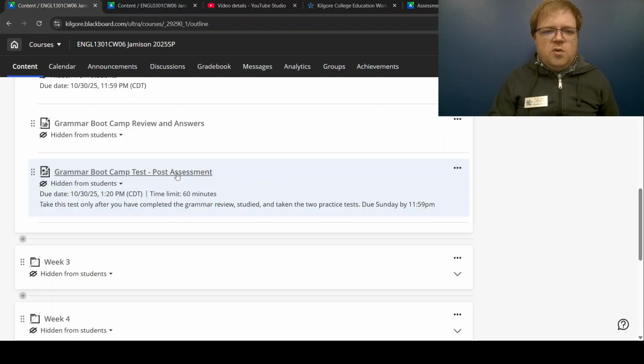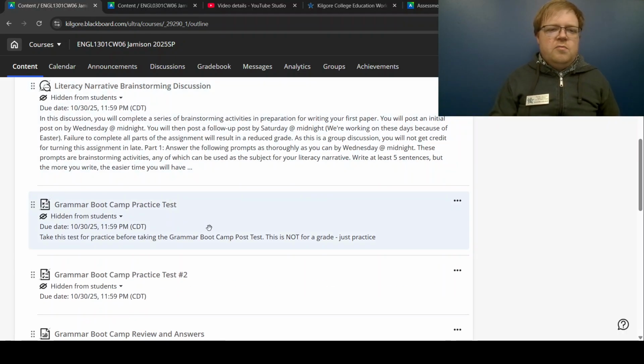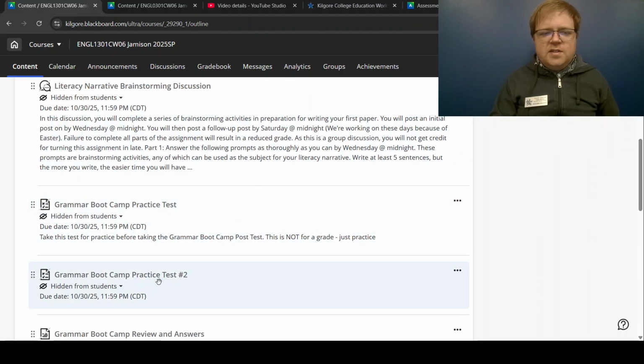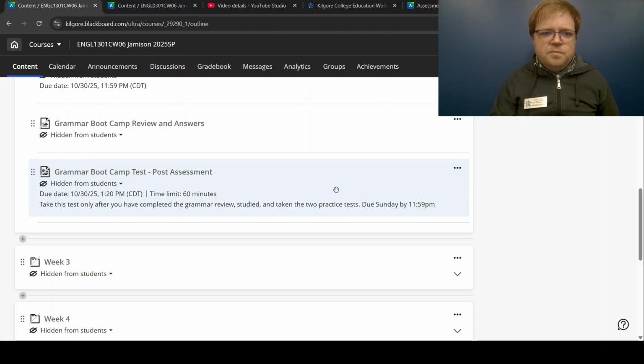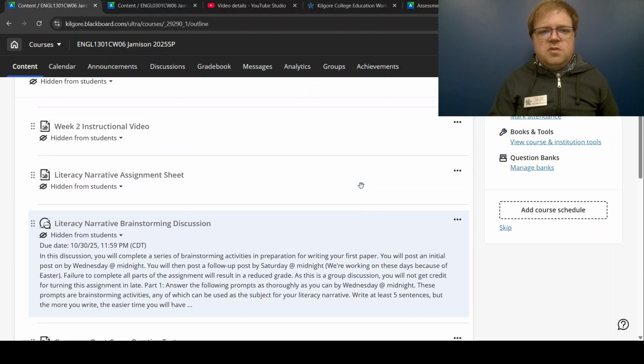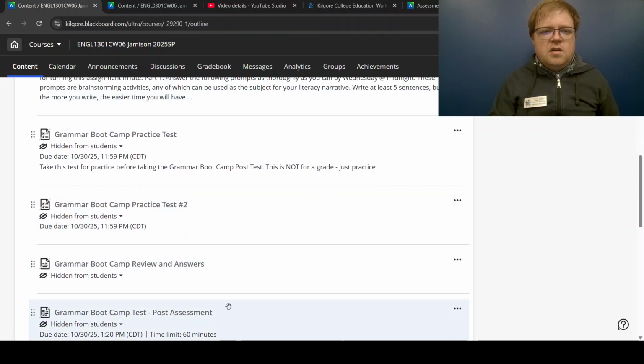And then down here at the very bottom is the actual Grammar Bootcamp test. You will have 60 minutes to take this test. There are 50 questions on here. You will only have 1 chance to actually take it, though. So make sure you're somewhere where you have good internet that isn't going to cut out in the middle. And make sure that you have the time and that you've studied ahead of time. If you are able to do really well on these 2 practice tests the first time, you should do just fine on this test.